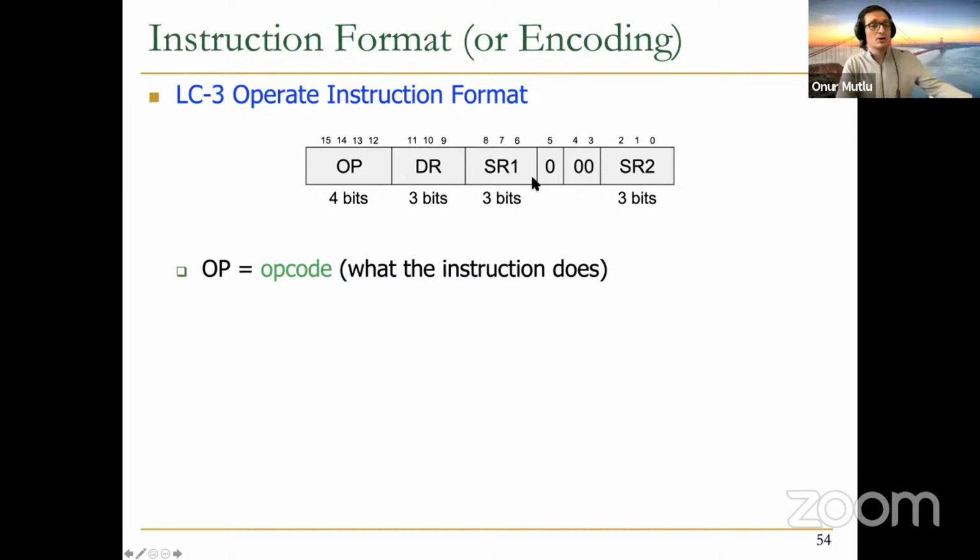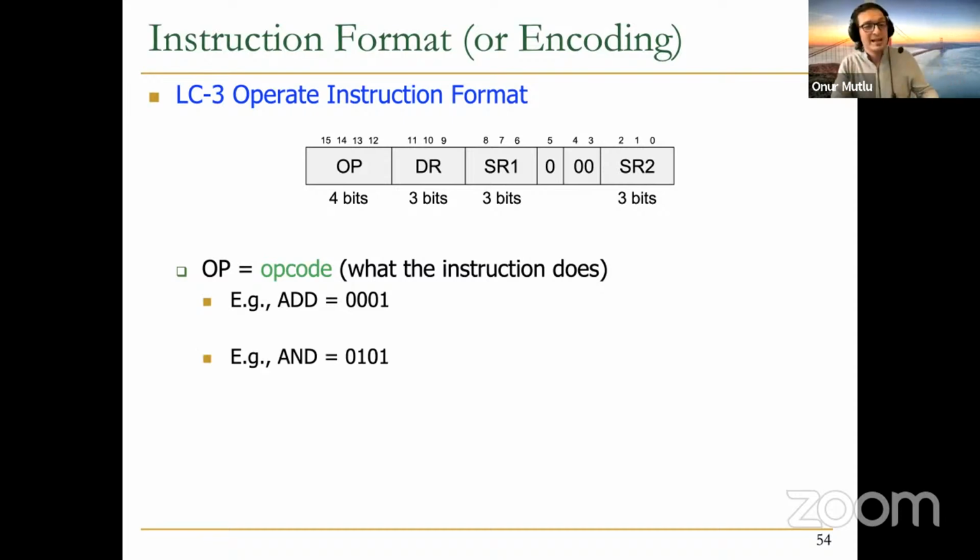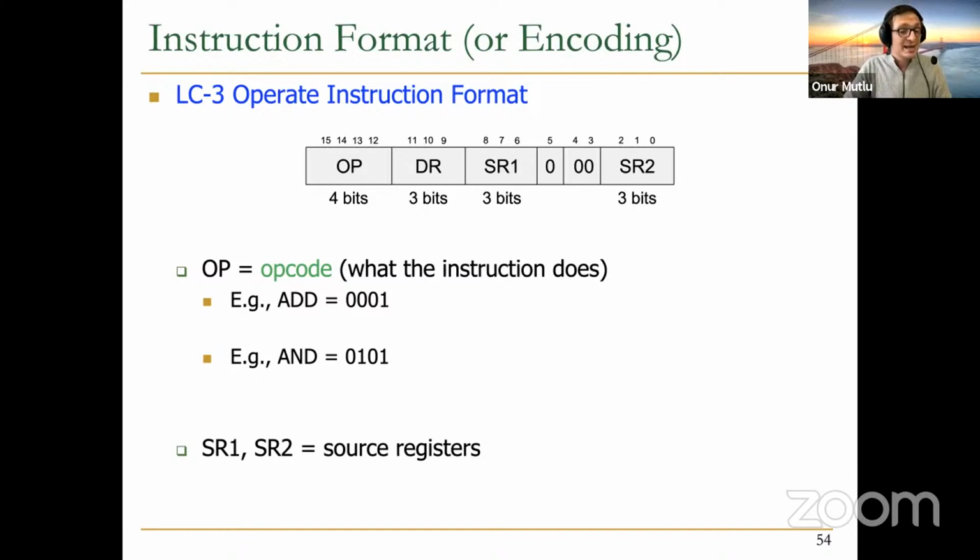Okay, so opcode specifies what the instruction does. This is being redundant, but I'm going to go through that. Add is, for example, 0001, and AND is 0101, just to give you another example. SR1 and SR2 are source registers. These are where the values are stored. Source register 1 stores the first operand of the add. Source register 2 stores the second operand of the add. And destination register is going to store the result of the add.